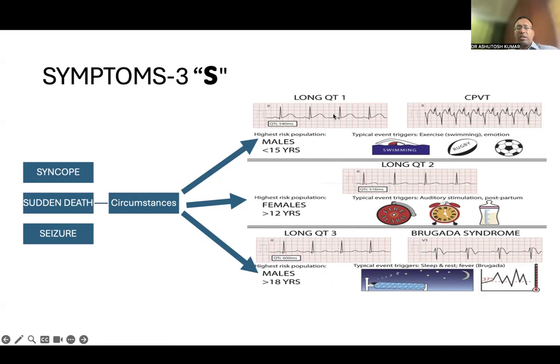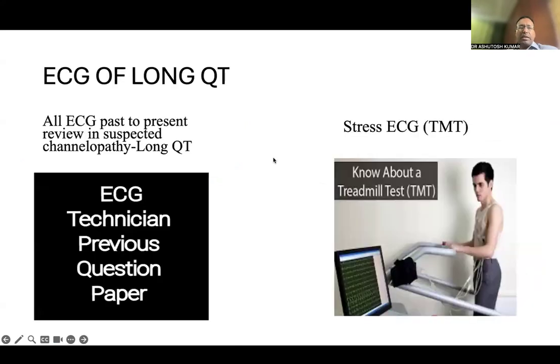But establishing the diagnosis requires not only clinical but also genetic studies. ECG is very important, and when we look at the ECG, we have to go through all the previous ECGs. Like when we appear in an examination, we have to see the previous questions. The same thing applies when we are dealing with channelopathies. We should not be complacent with one ECG showing no long QT or a normal QTc. We have to see all the available previous ECGs, including the Holters.